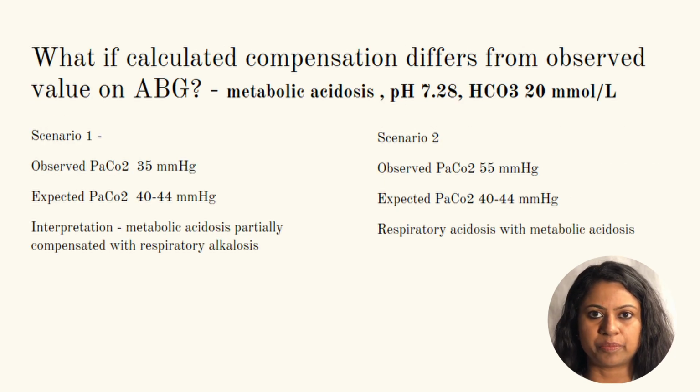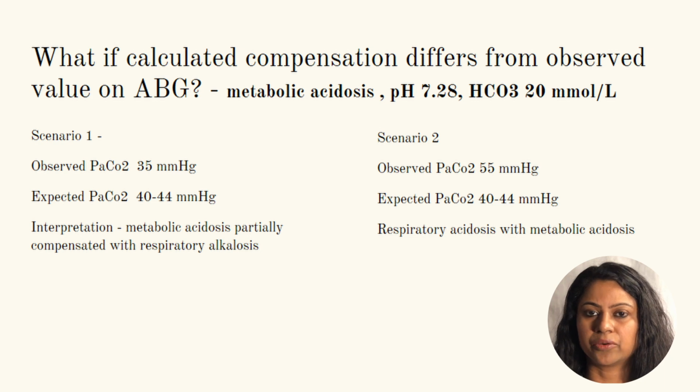Suppose the observed PaCO2 in the ABG was lesser than the expected range. For example, the PaCO2 observed was 35 mmHg. Then that means there is a respiratory alkalosis, which is the expected compensation for metabolic acidosis. And your diagnosis will be a partially compensated metabolic acidosis, since the pH is still not in the normal range.